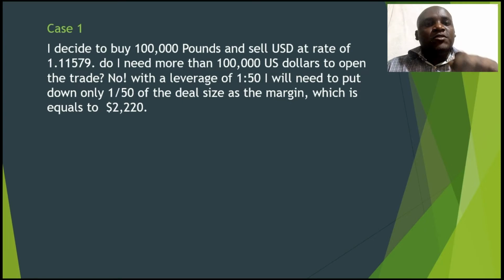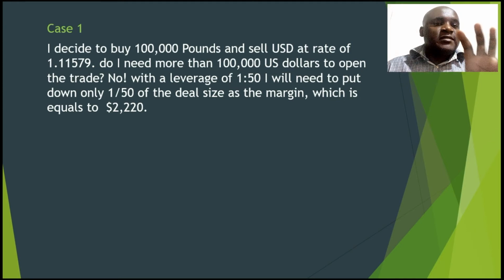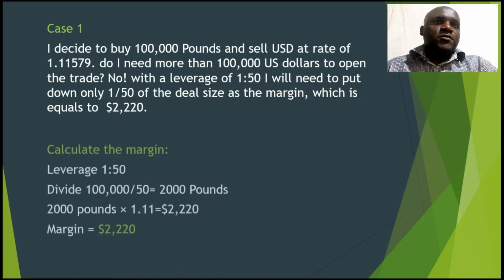Okay, now let me get into the case. There is a case 1. I decide to buy £100,000. £100,000 is the lot now. This one is a standard account. I decide to buy £100,000 and sell United States dollars at a rate of 1.11579. Do I need more than 100,000 United States dollars to open the trade? No. With a leverage of 1 to 50, I will need to put down only 1 to 50 of the deal size as the margin, which is equal to 2,220 US dollars.